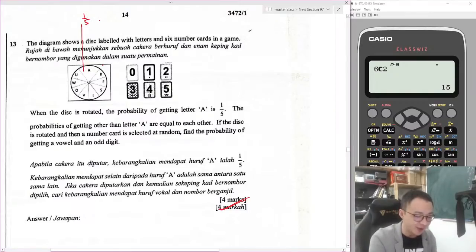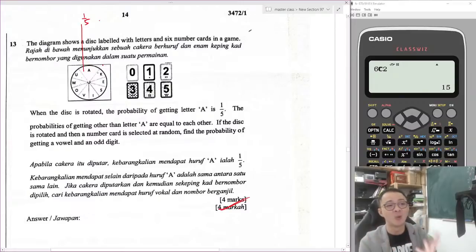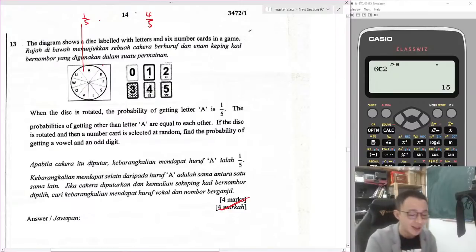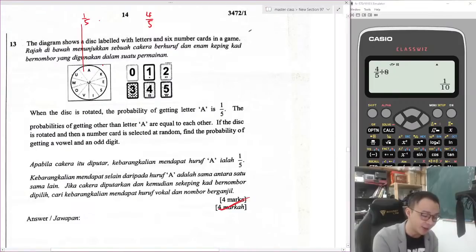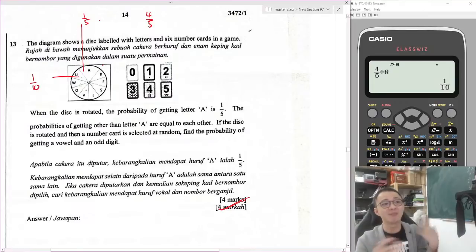And then the rest of the 1, 2, 3, 4, 5, 6, 7, 8 are equal. So we know the total probability is 1, right? So the rest of them is basically 4 over 5, just 1 minus 1 over 5. And then I want to divide them equally, so I will just use 4 over 5 divided by 8. So I know each here will be 1 over 10. Okay, so I have 8 over 10. 8 over 10 plus 1 over 5 still equals 1. Alright, it makes sense, huh?